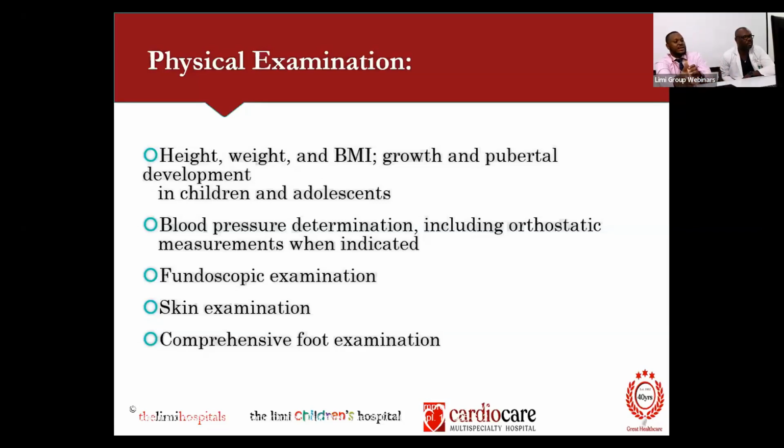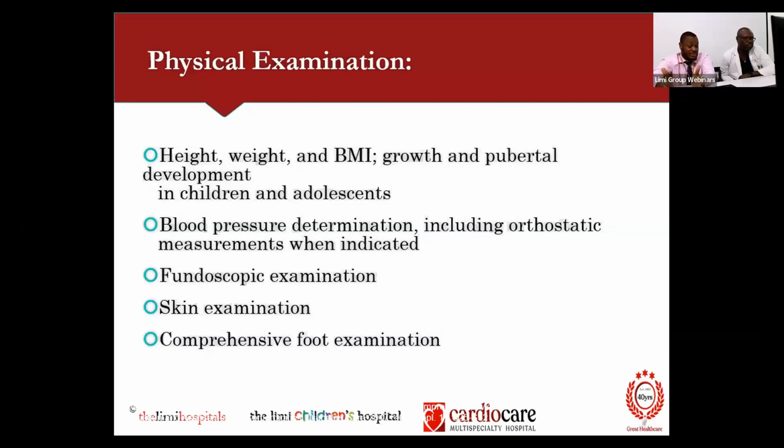Then fundoscopic examination. This should be routine, especially at the initial visit and initial review of the patient. Because like we are going to mention in our further slides, one of the complications of diabetes is diabetic retinopathy. It can affect the eyes and the vision. So you want to just get a fundoscope and look at the eyes and assess for what complication is already present in this patient.